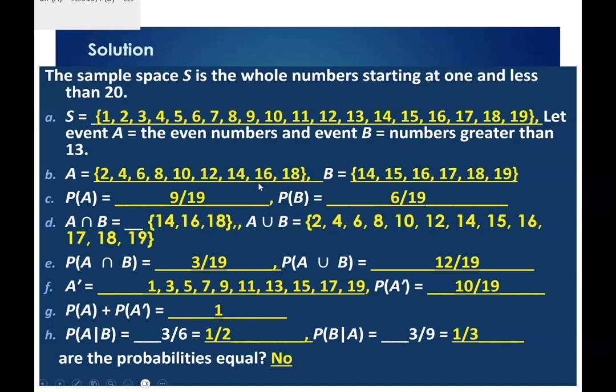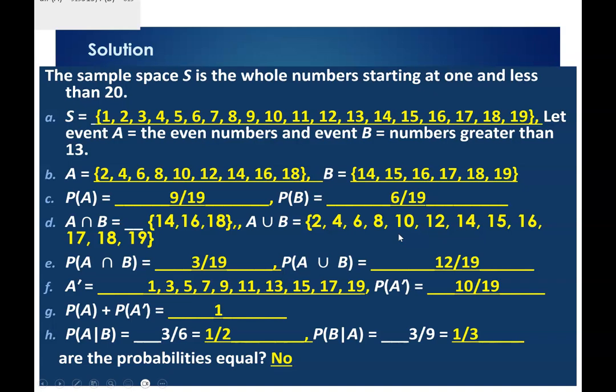Now we look at the probability of A happening. That would be 9 out of 19. We can just leave it as a fraction. Probability of B is 6 elements out of 19, so 6/19. In the intersection, we can look at the sets and see, it's probably easiest to just look at B and find the even numbers in B, 14, 16, 18.